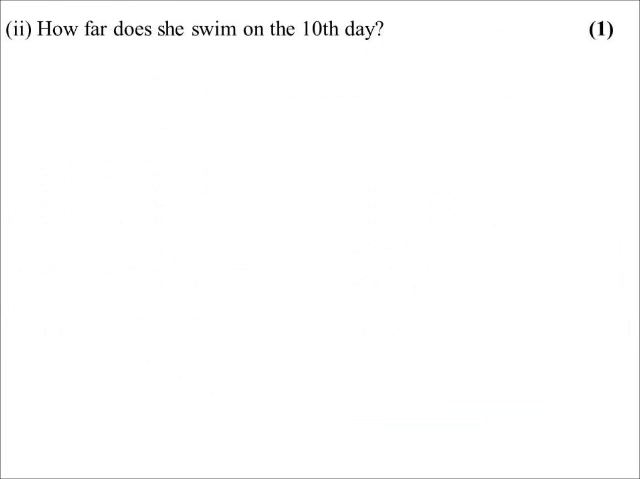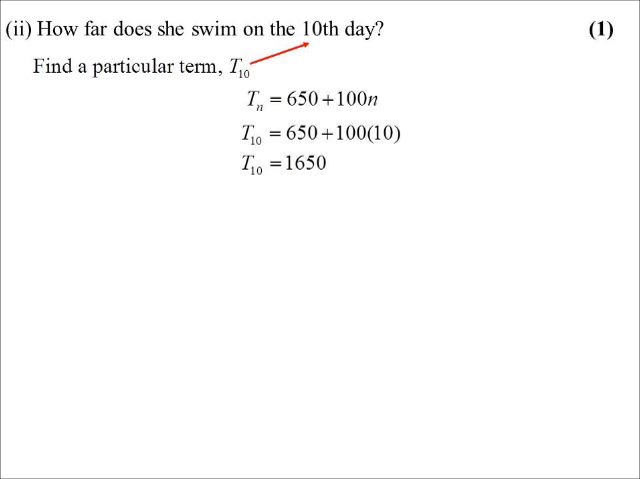How far will she swim on the 10th day? So now we just sub into our formula that we just worked out. We're going to find term 10. So term n, 650 plus 100, sub in 10, 1,650 metres, which is a pretty decent effort.